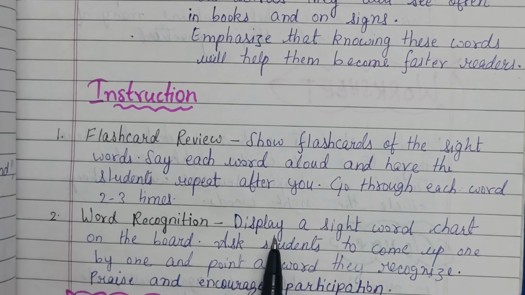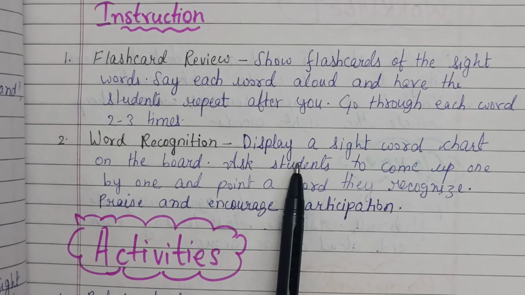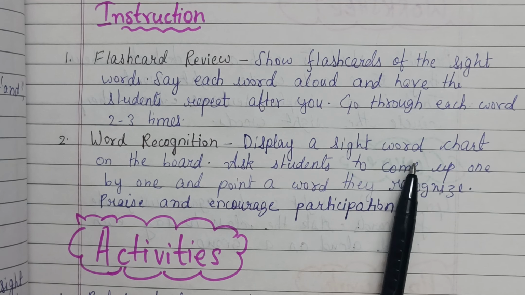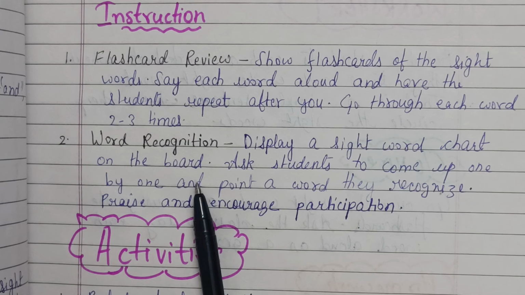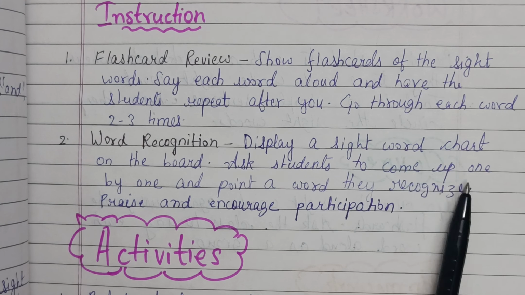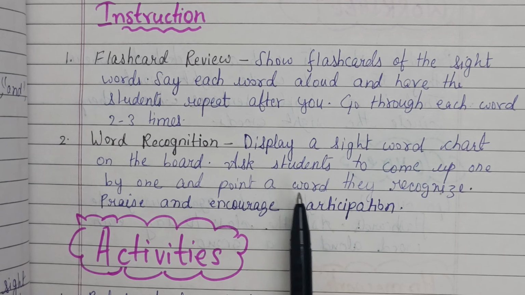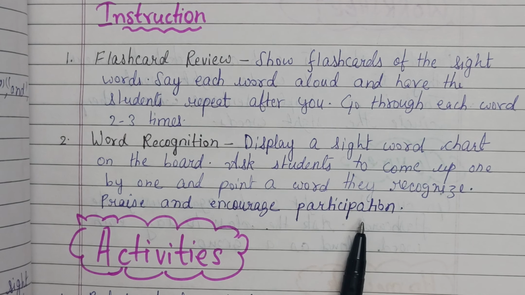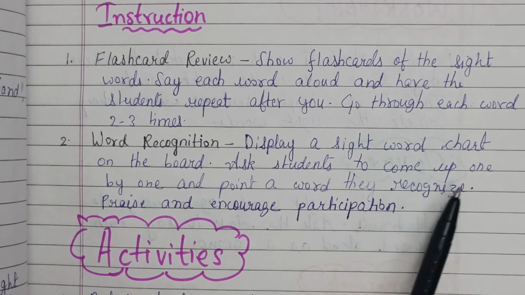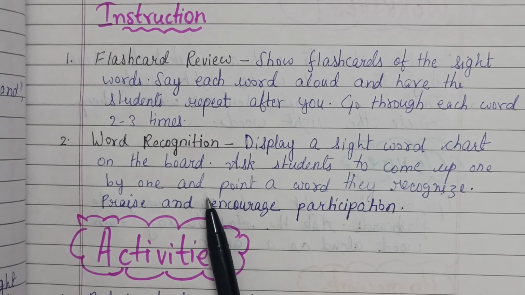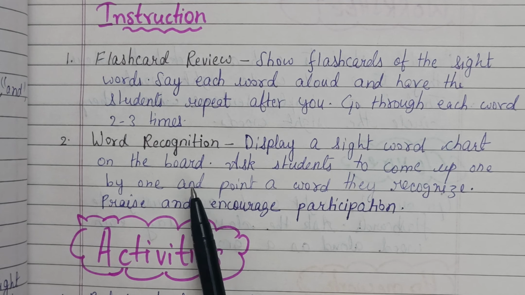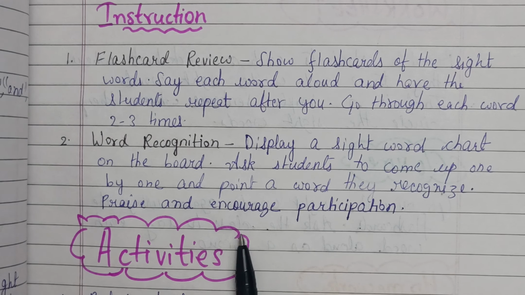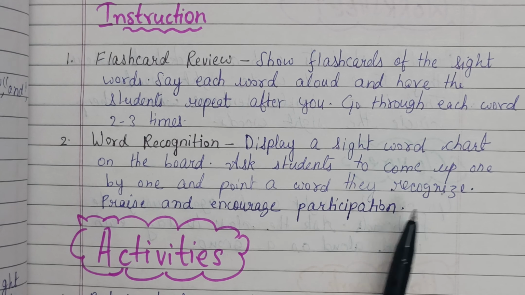after you 2-3 times. Next is word recognition, in which you can display a sight word chart on the board. Ask students to come up one by one and point a word they recognize. Praise and encourage participation. So you can use chart of the sight word and you can display on the board and ask students to come one by one and point a word they recognize.